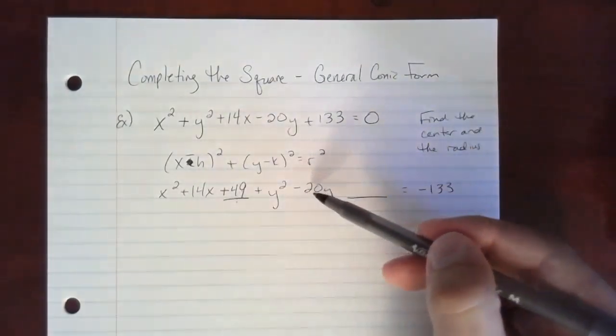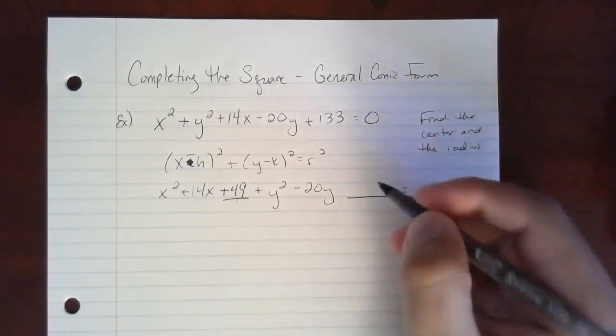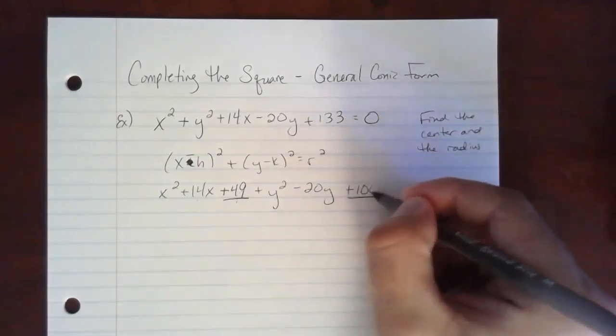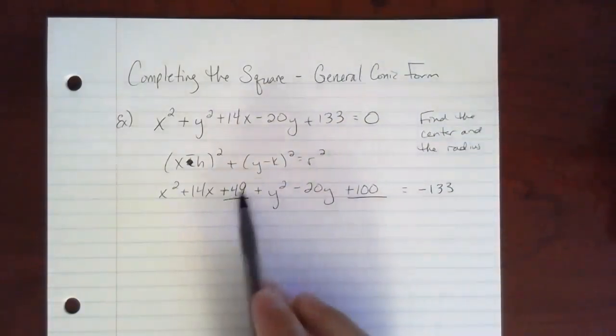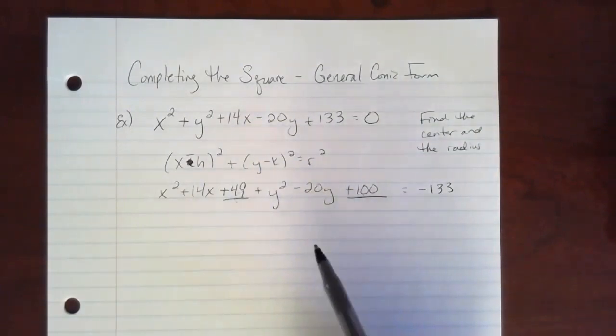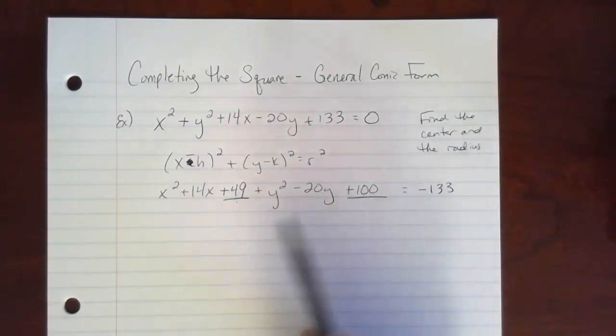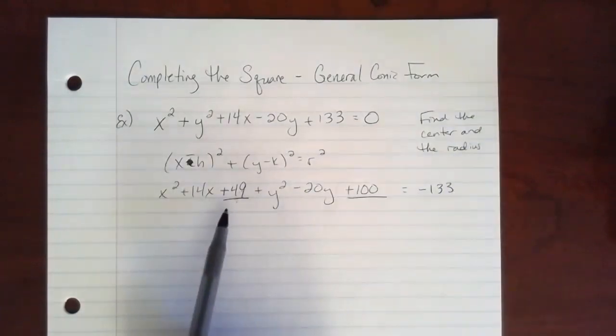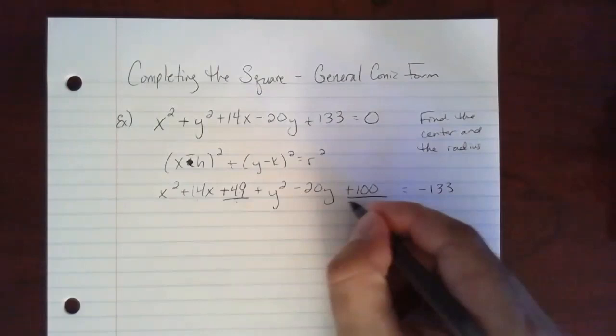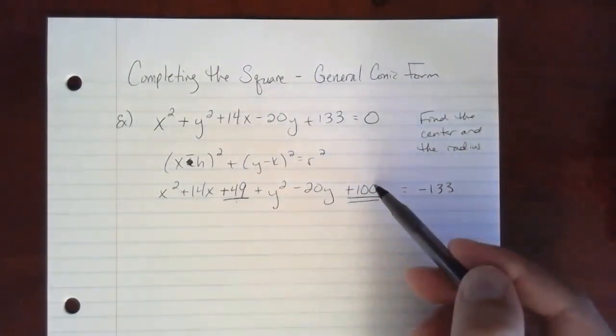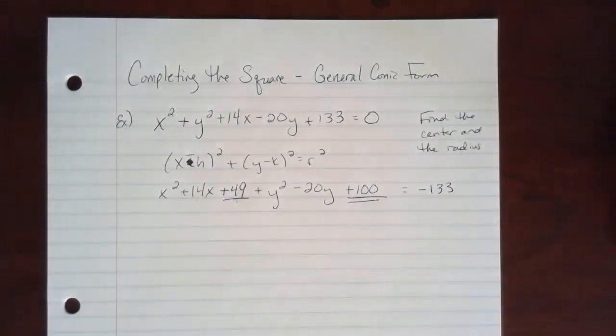So let's do the same thing here. Half of negative 20 would be negative 10, but when you square it, you get a positive 100. And I'll note that these two numbers will always be positive because we are always squaring numbers here. So from here we go, okay, well, I'm not allowed to just throw these numbers in here. I can't just add 49 and 100 for fun. I can't just throw it into the problem.